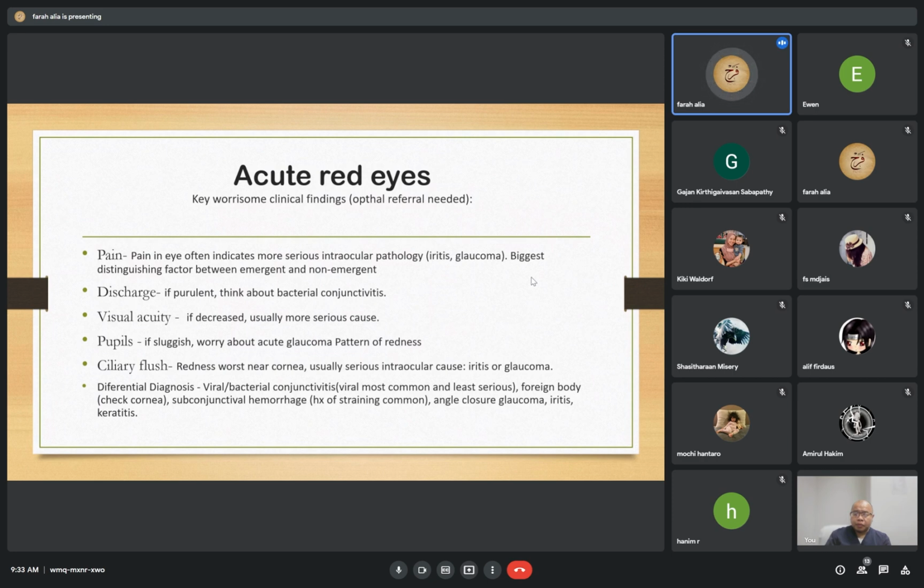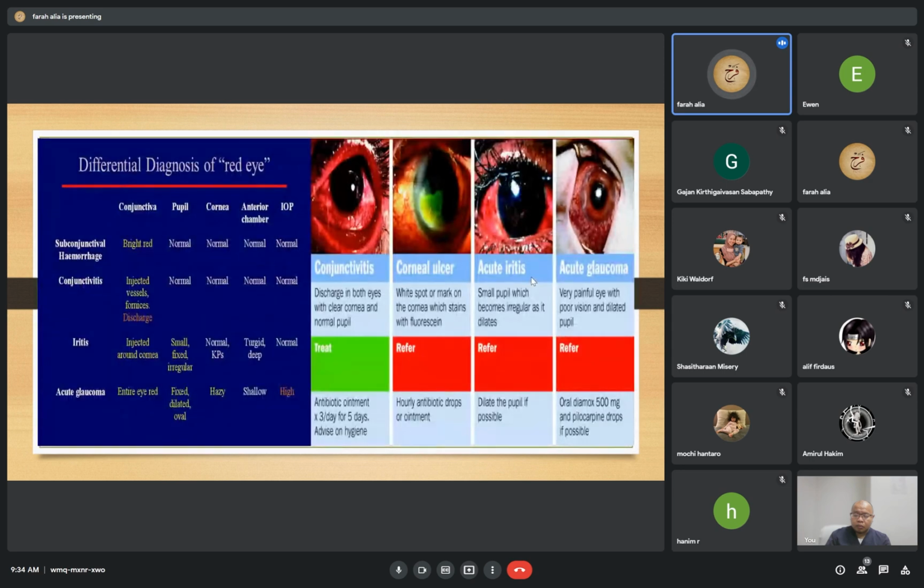Pupils: if the pupil is sluggish, we worry about glaucoma. The next one, the patient may also have ciliary flush, where the redness is worse near the cornea. Usually it is a serious intraocular cause, such as iritis and glaucoma. There are a lot of differential diagnoses of the red eye, for example subconjunctival hemorrhage, conjunctivitis, iritis, and acute glaucoma.